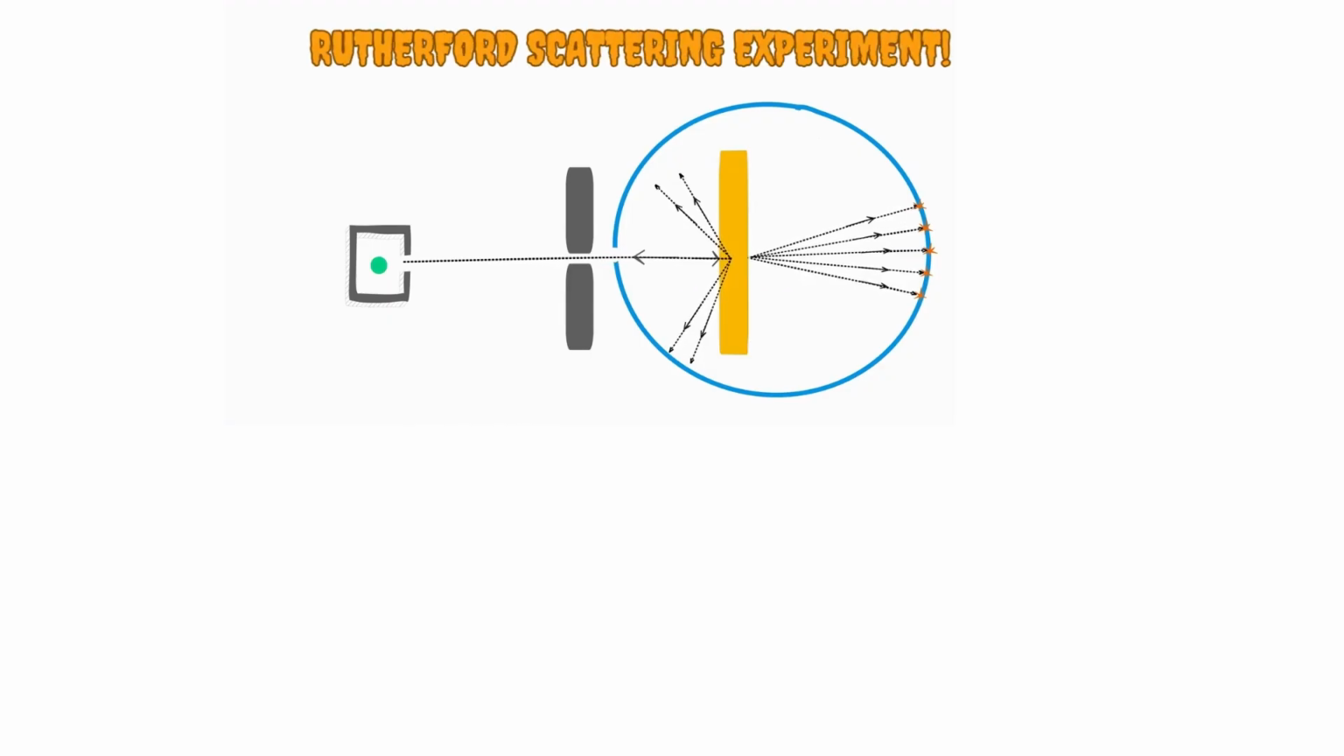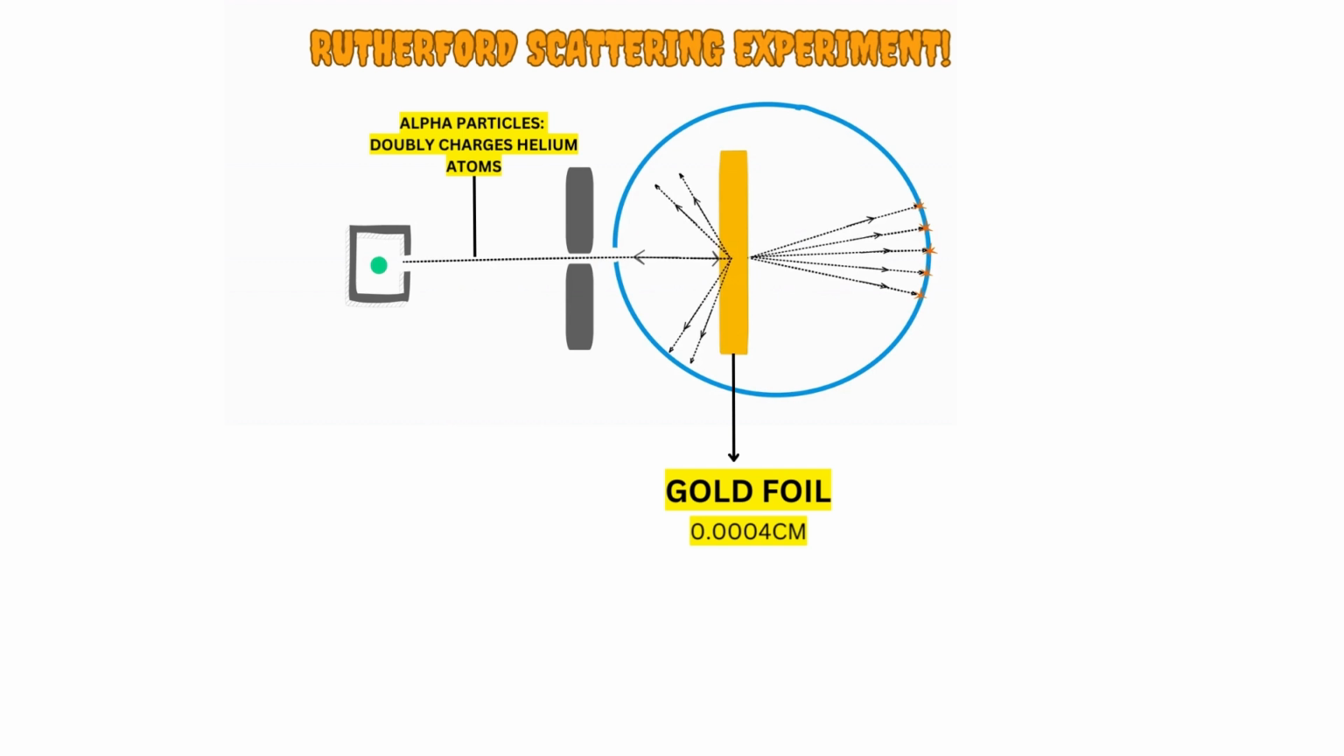Let us now understand the setup of his experiment. Rutherford placed a thin sheet of gold foil in a vacuum chamber. The reason for using gold foil was that it is very malleable so that most of the alpha particles would be able to pass. He fired a beam of alpha particles at the gold foil.